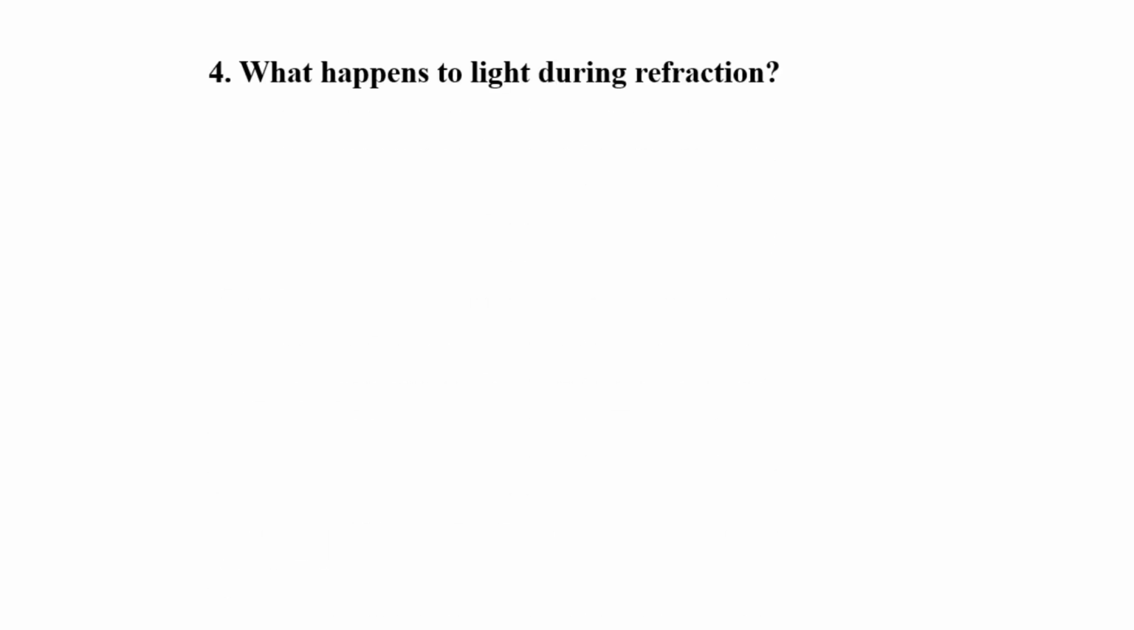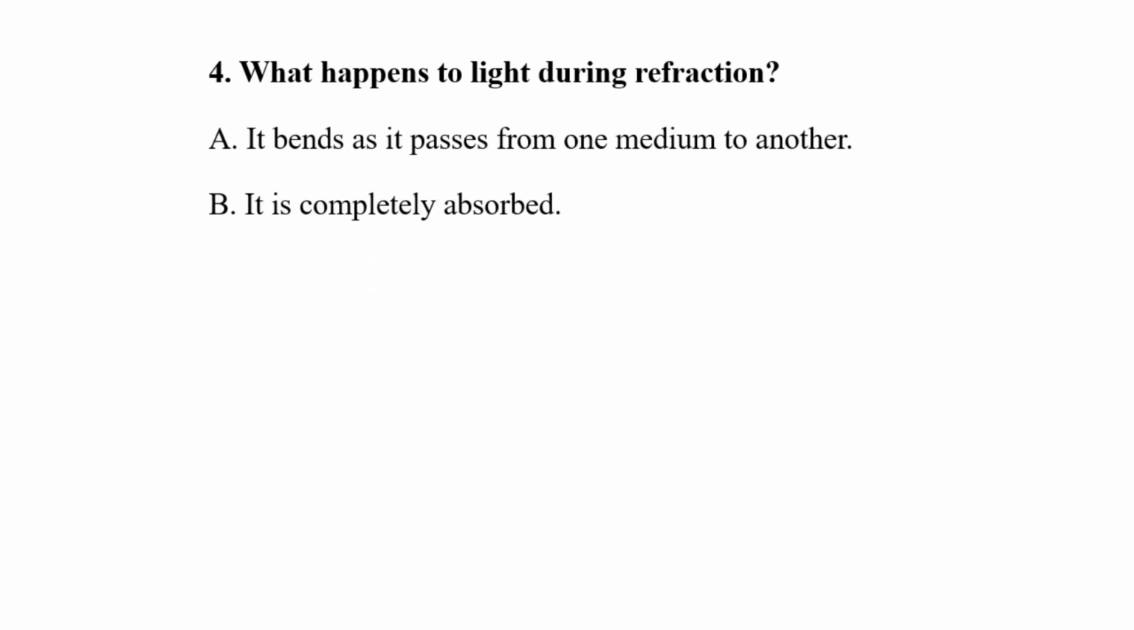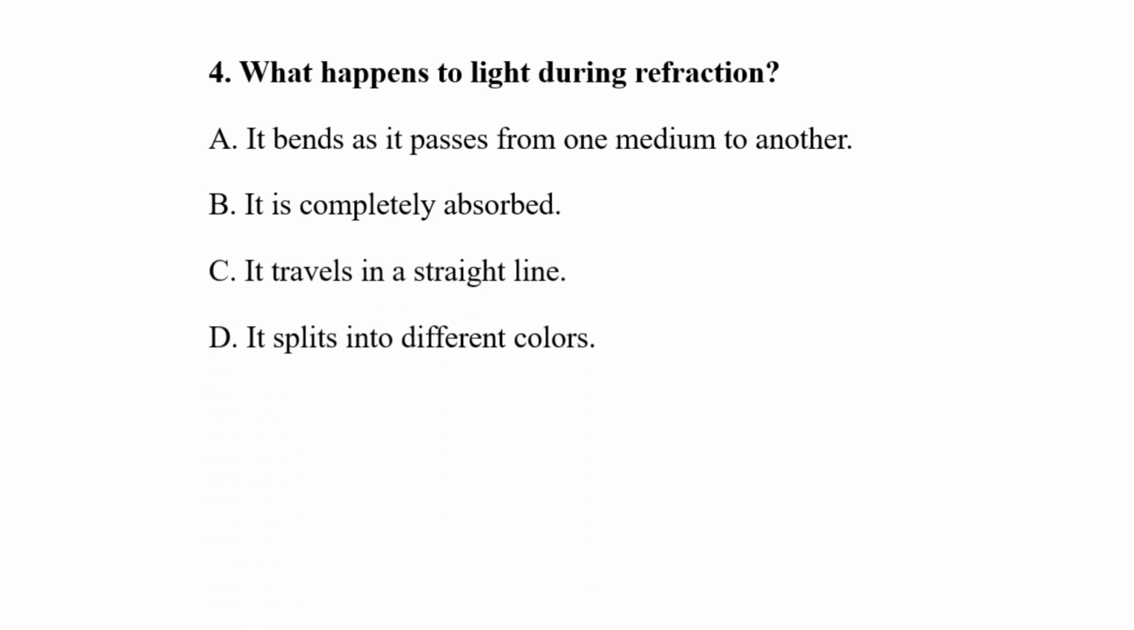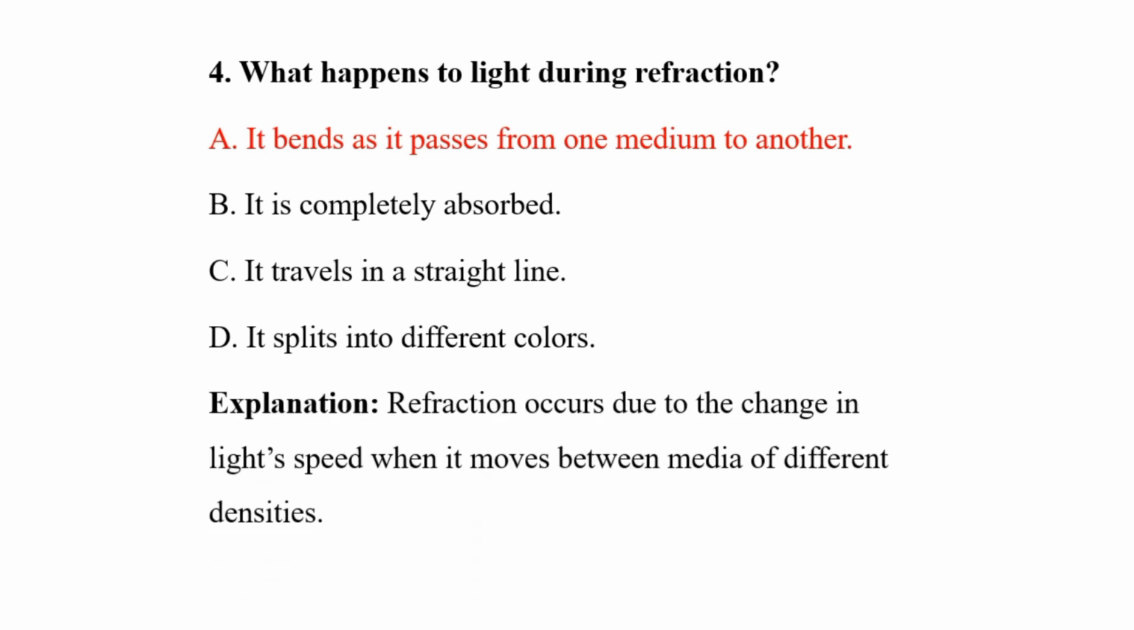Question number 4. What happens to light during refraction? A. It bends as it passes from one medium to another. B. It's completely absorbed. C. It travels in a straight line. D. It splits into different colors. The answer is it bends as it passes from one medium to another. Refraction occurs due to the change in light's speed when it moves between media of different densities.